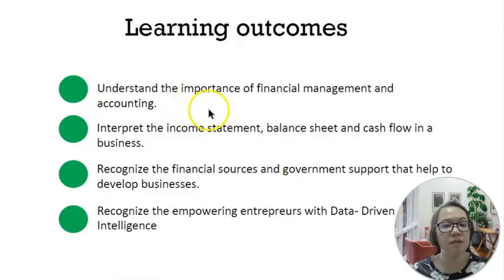First, you need to understand the importance of financial management and accounting. You need to differentiate what is financial management from accounting. Second, you are able to interpret or understand the figures in the income statement, balance sheet, and cash flow. Third, recognize the financial sources and government support that help to develop the business, and know the use of AI in helping to understand the data.